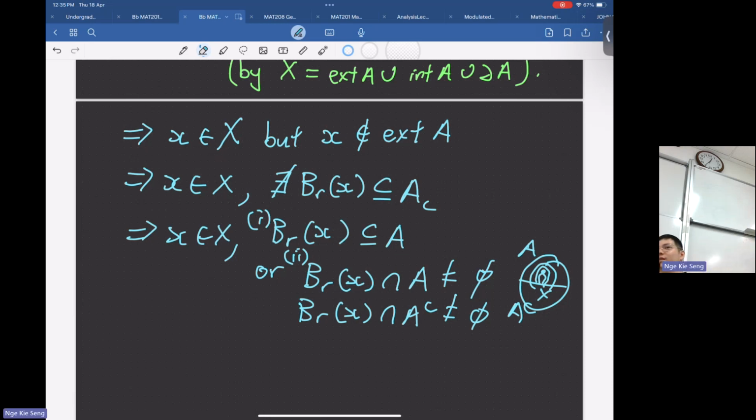So every boundary point is a limit point. Because boundary point is stronger, right? You contain something inside and something outside. But to be a limit point, what do you need? You just contain a member that is inside A. Make sense? So what does this mean? This means another thing. This boundary point actually is also a limit point for A complement.